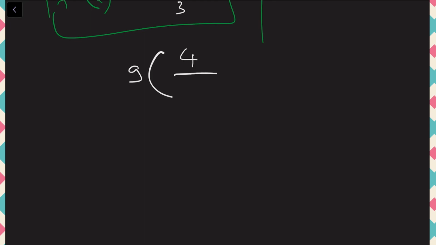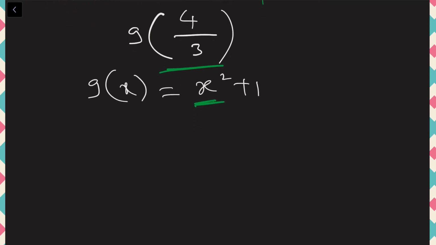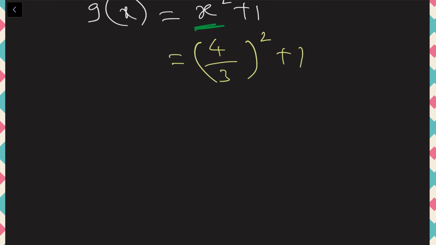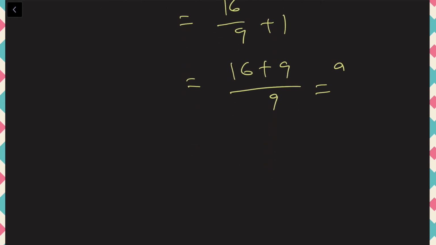G of 4 by 3. G of X is given as X square plus 1. Now I want the value of G of 4 by 3. So wherever I have X, I need to substitute 4 by 3 in the place of it. So it will become 4 by 3 whole square plus 1, which is equal to 16 divided by 9 plus 1, which is equal to 16 plus 9 by 9. That is nothing but 25 divided by 9.